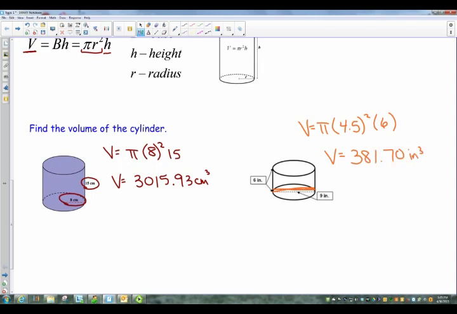Alright, hopefully that made some sense. That's looking at volumes of prisms and cylinders.